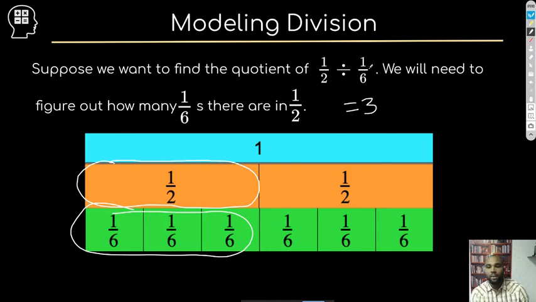So when I answer that question, I can simply say the answer must be 3. Because we want to know how many of these will fit in there, and now we can say, oh, there's 3 of those. 1, 2, 3. That would fit in 1/2. So 1/2 divided by 1/6 equals 3. So this is what's going on mentally, at least if you would think about it, when you're dividing fractions.